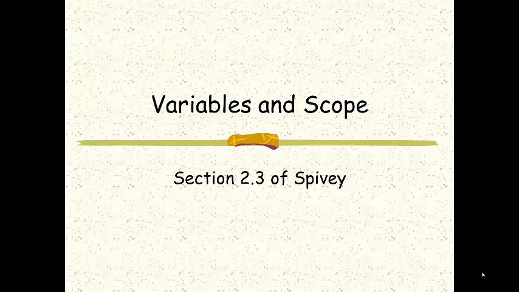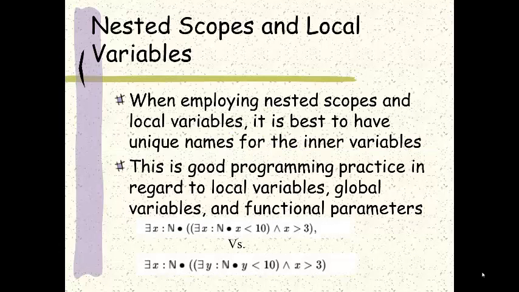Variables and scope. So when employing nested scopes and local variables, it's best to have unique names for the inner variables. And this is good programming practice in general.